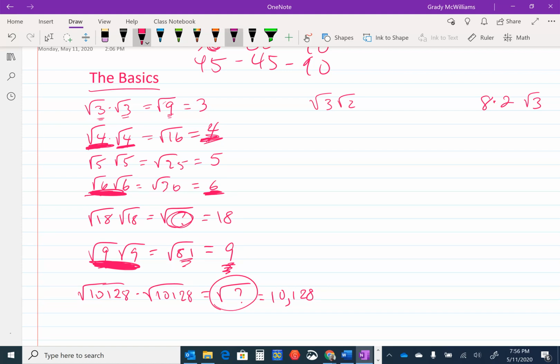Let's talk a little bit about operations when they're different numbers. So square root of 3 times square root of 2, you can still multiply those things on the inside just like we did over here. Multiply those two and get 6. Well, we get the same idea, square root of 6. And that can't be simplified.